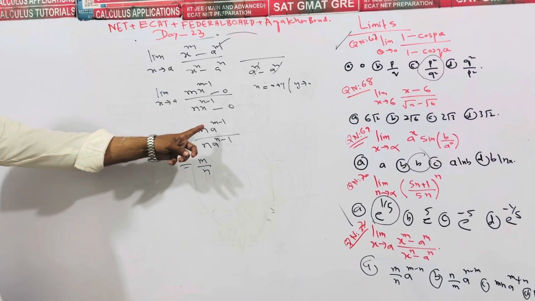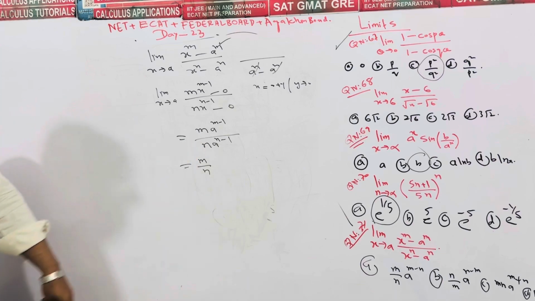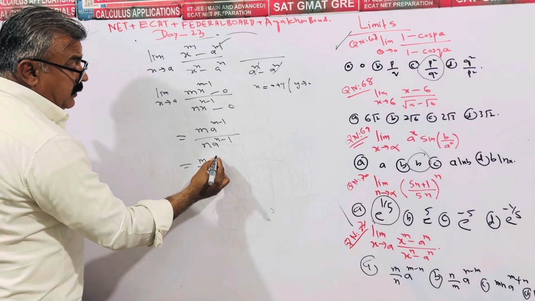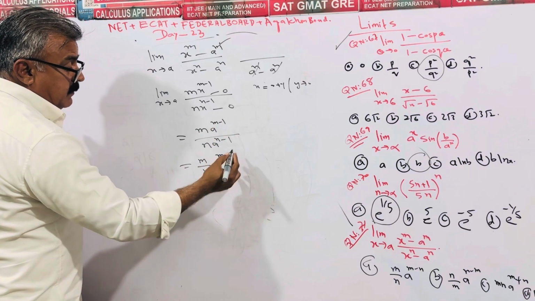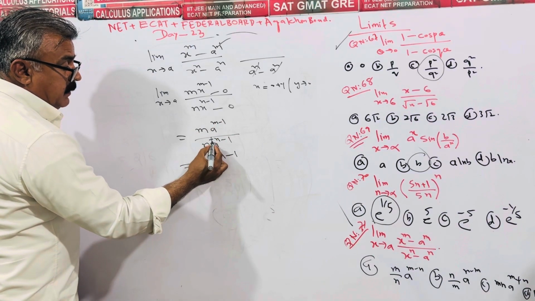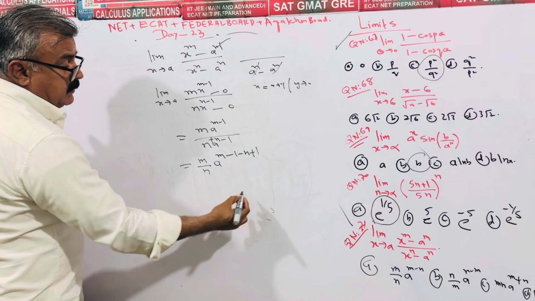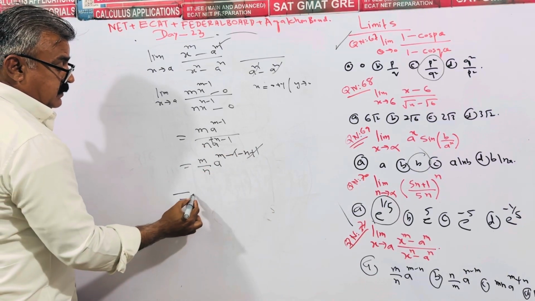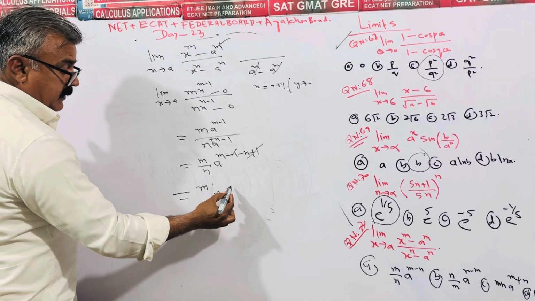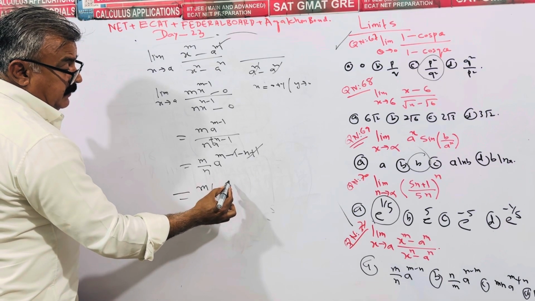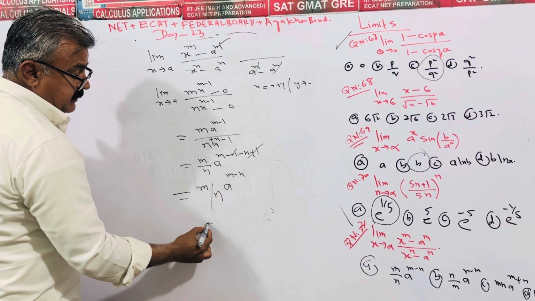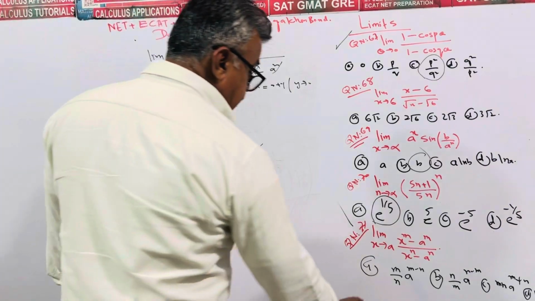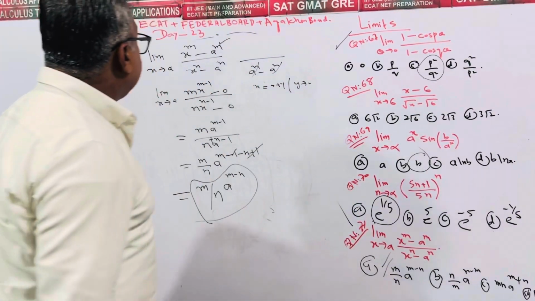Here the bases are the same. They are in division, so subtract the lower power from the upper power, or the upper from the lower. We are subtracting the lower from the upper: m minus 1 minus n plus 1. Positive becomes negative, negative becomes positive, and things cancel out. So we have m over n times a raised m minus n. So our option in that case is A.